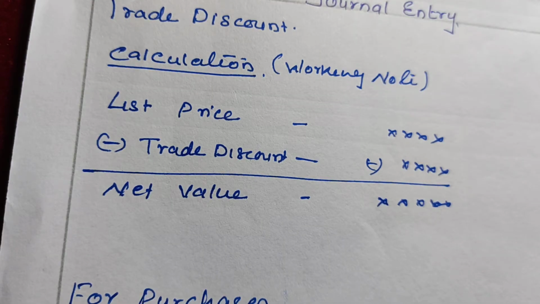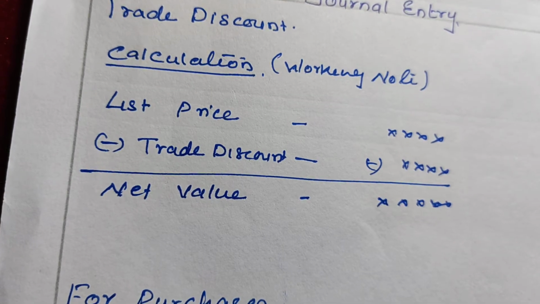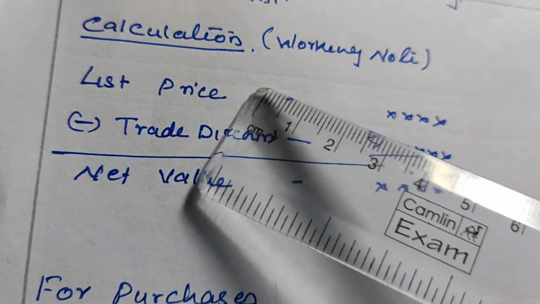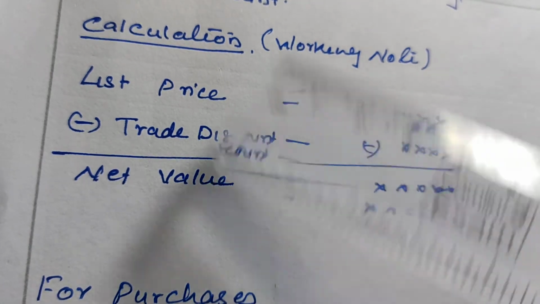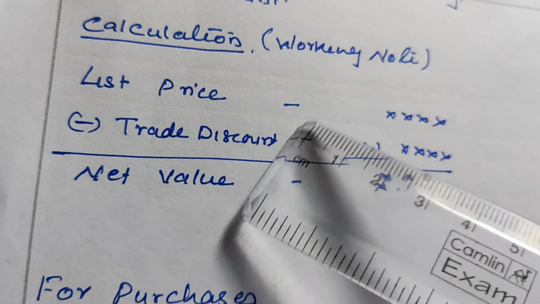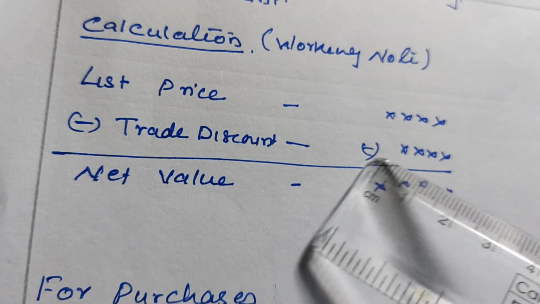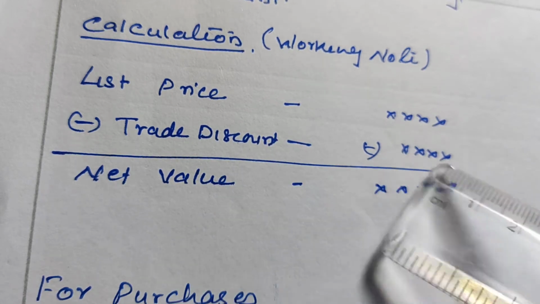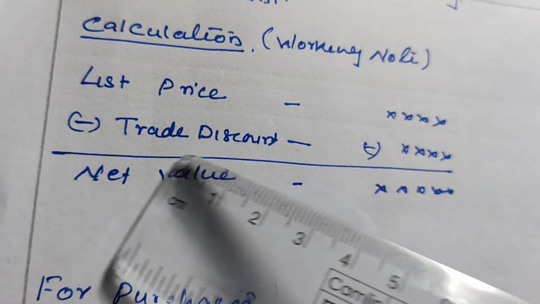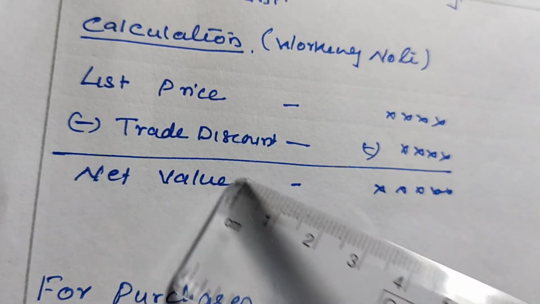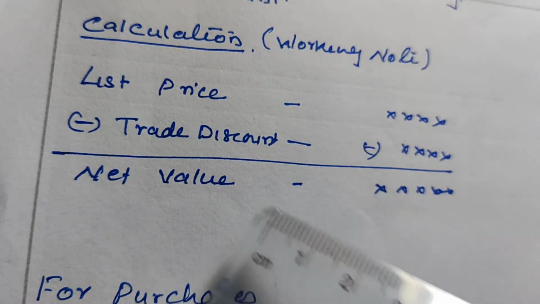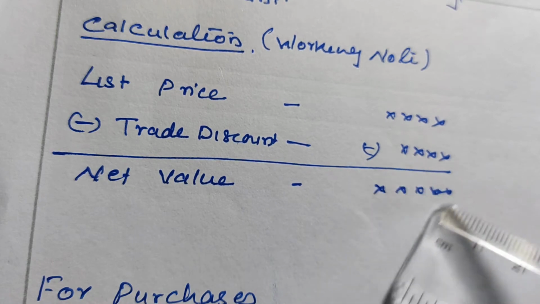Trade discount is calculated on the list price. Okay, so first and foremost thing is that we will write the list price of the goods either purchased or sold. Then we will deduct the trade discount, whatever percentage is given of the list price, we will calculate that percentage and deduct it from the list price, and then we will get the net value. If the question is regarding the purchase, it will be the net purchase value, and if it is sale, it will be net sales value, and this amount will be recorded in the books of account.